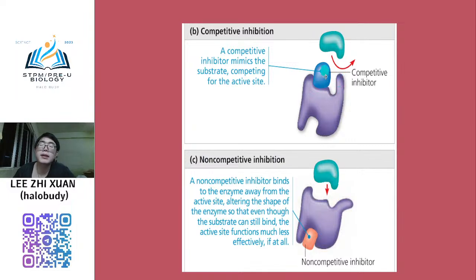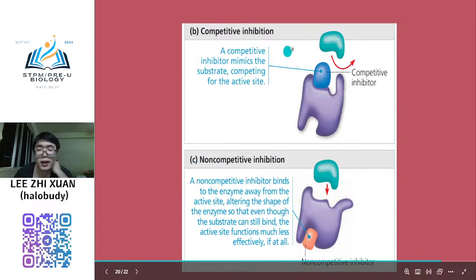Because someone is already here, so the substrate will go to another place. But for this one, although there is an empty space, the active site has already changed shape. It does not have a similar shape to the substrate. So although it has the empty space, the substrate now cannot bind to it. It cannot bind. So the substrate also cannot bind to the enzyme. So these are the two main differences in the enzymatic reaction.